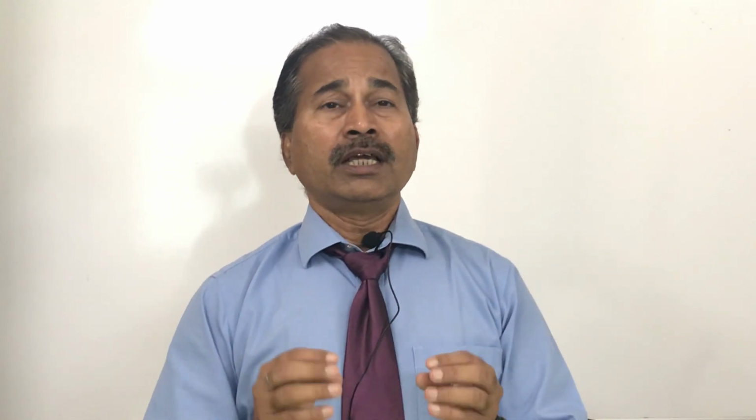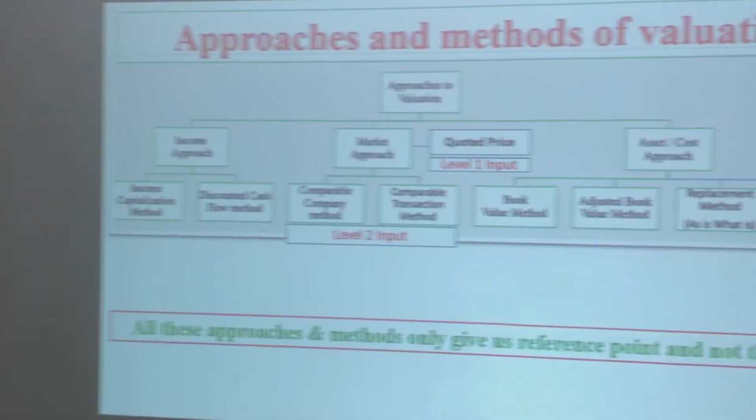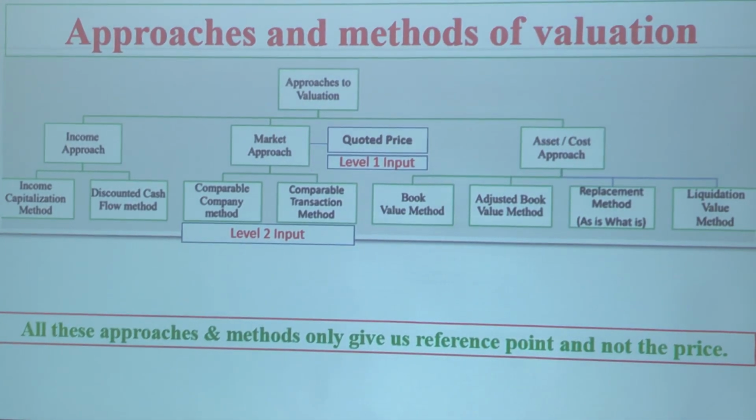So IndAS 113 talks about fair value measurement, and therefore when you are doing the valuation of a company, IndAS 113 prescribes that first you must use level 1 input. And what is the meaning of level 1 input? In case the asset that you are trying to value is listed on some exchange or the other, then you must pick up the quoted price of that asset listed on the exchange as the basis for valuation, and that is your level 1 input. So remember, the quoted price is your level 1 input, and then you have level 2 input.